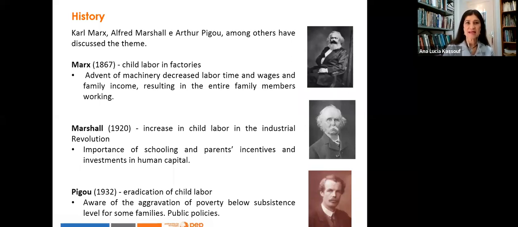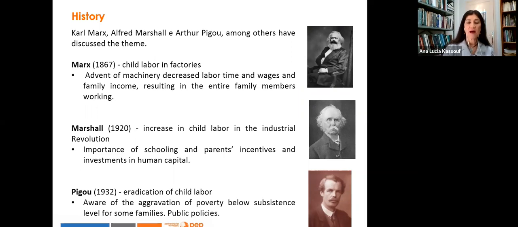He discussed that the advent of machinery decreased labor time. With decreasing labor time, wages and family income also decreased, and that resulted in the entire family working. Children and women, who before were not commonly seen working, started working because the machinery did not require so much human strength, and also because families needed extra income.